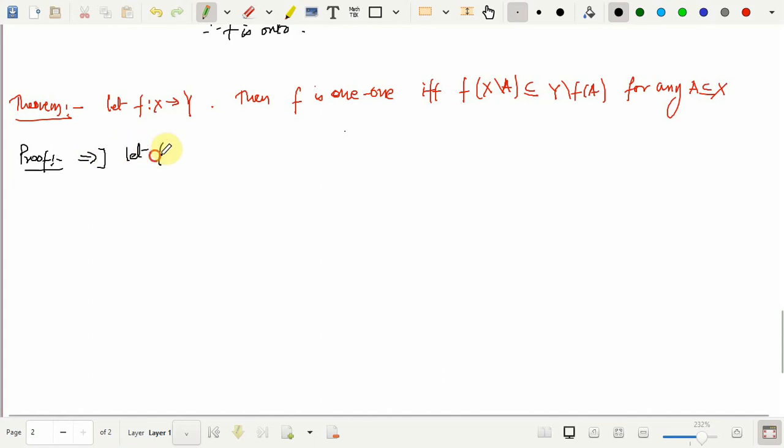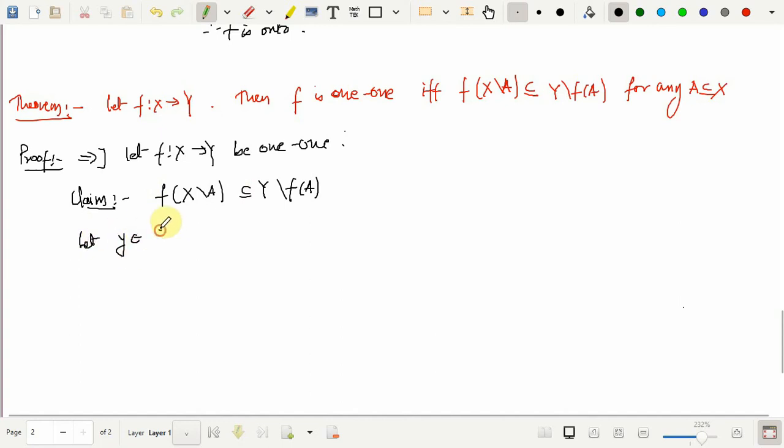So we first assume that the function is 1-1, and we prove that f of X difference A is contained in Y difference f of A. So let's start with an element in f of X difference A. If y belongs to f of X difference A, by definition there should be a pre-image for this y in X difference A.